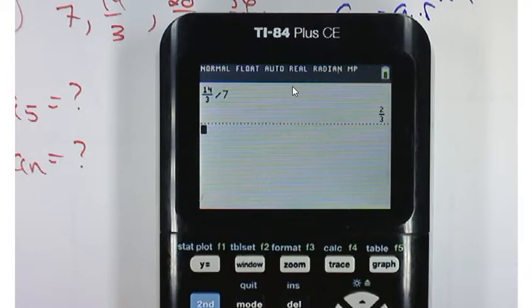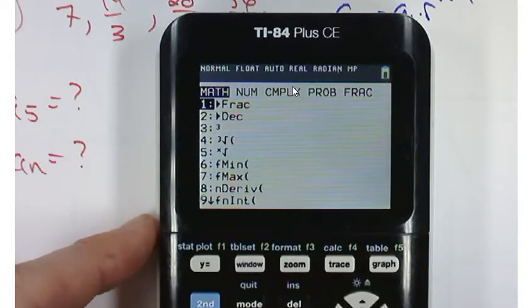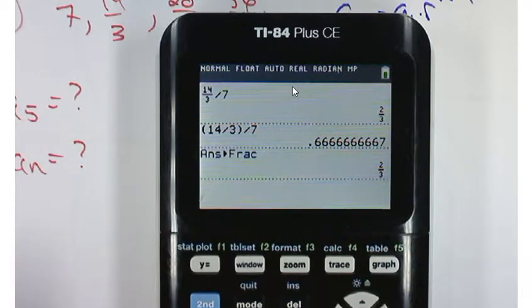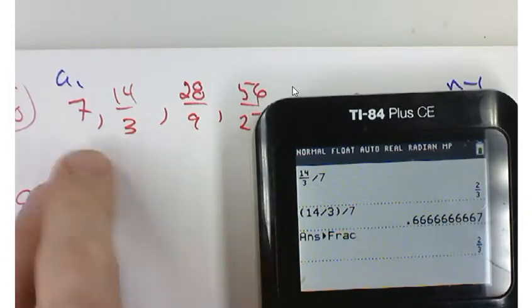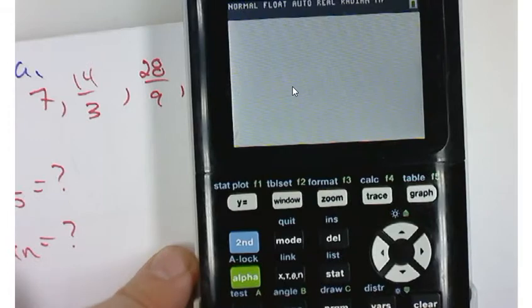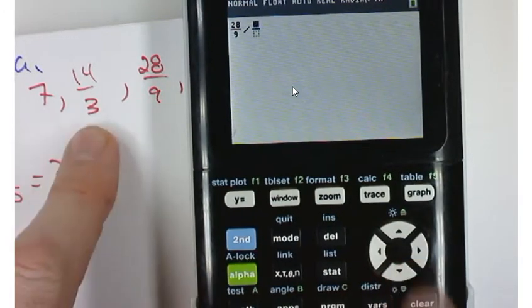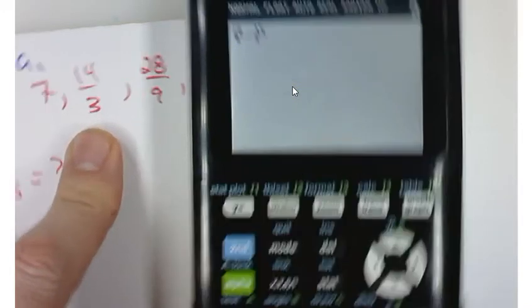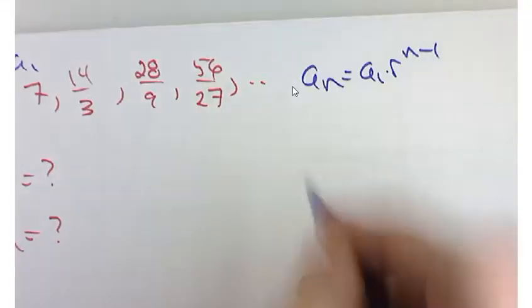Yay. Now, if you're not into that, you can just do 14 divided by 3 in parentheses, divided by 7, and then hit the math key, answer the fraction. Let me try that once again with these two to make sure it's the same ratio from here to here as it is from here to here. So that would look like 28 divided by 9, divided by 14 divided by 3. And again, it should give me a nice, neat fraction. Sweet. 2/3. So, pretty confident that r equals 2/3.